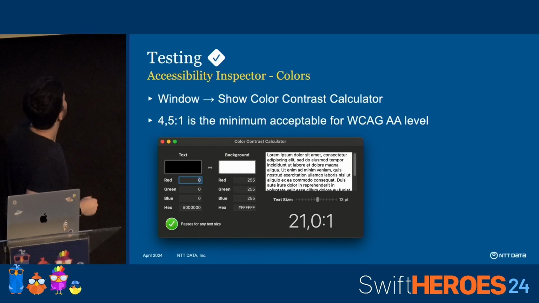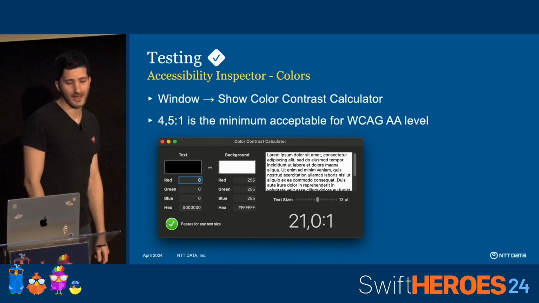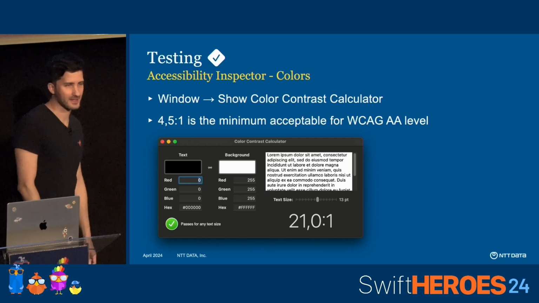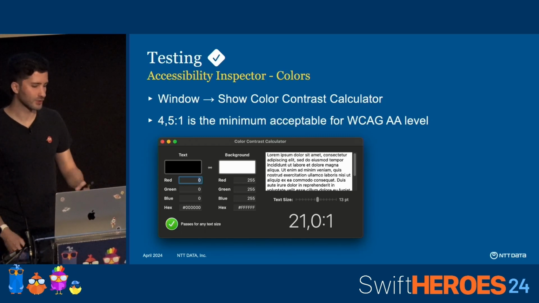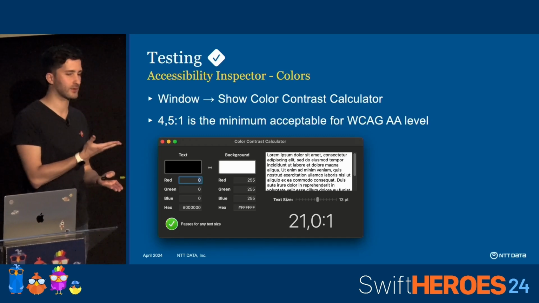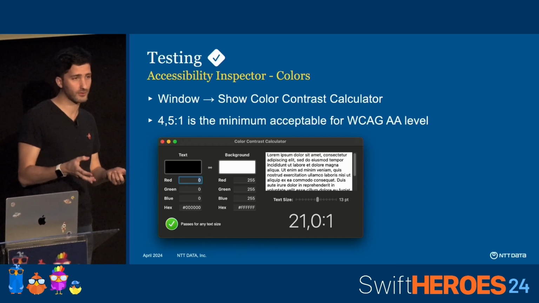My fellow friend, the color contrast calculator, helpful for colorblind people, and I used it for these slides, as I said, and it's integrated in Accessibility Inspector. It lets you check if the background and the foreground colors are compatible and have enough contrast.